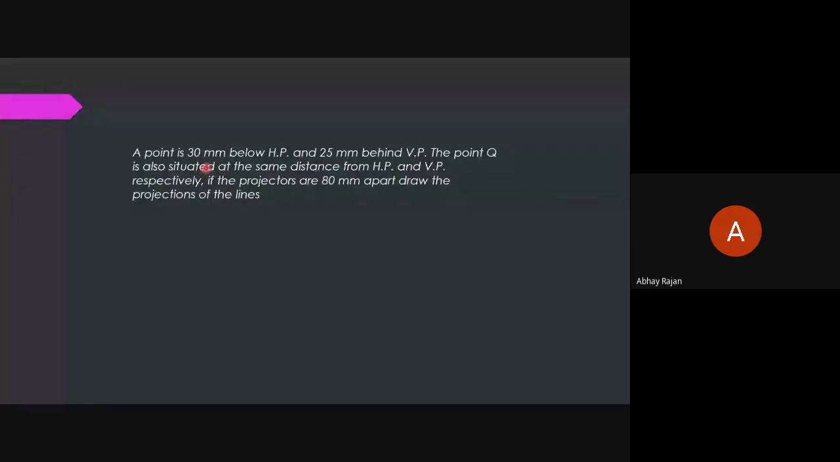Okay. So the point is 30 mm below HP and 25 mm behind VP. Point A you will be able to locate. As well as the point Q is also located at the same distance from HP and VP, it says. And the projectors are 80 mm apart, it also says. So how will the line be? It will be like this.